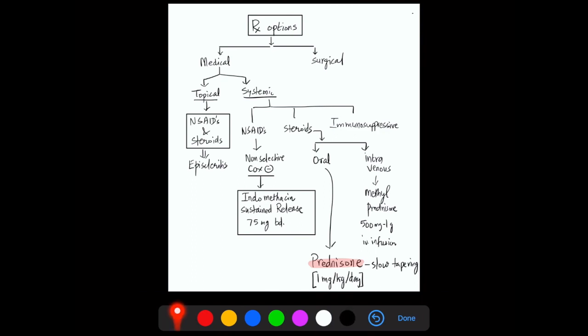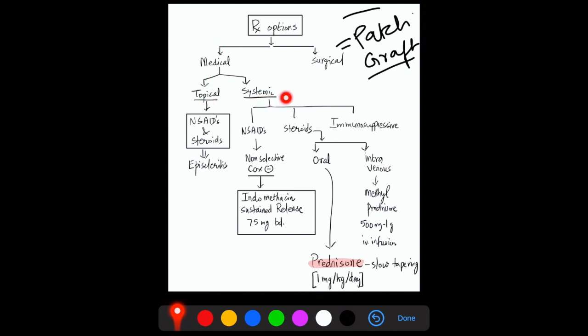Treatment options are many, but the most important being the medical treatment. Surgical is the last resort when you have typical necrosis or perforation of sclera. We can go for a patch graft of sclera. So the patch grafting is going to be the surgical modality. We're going to graft a preserved sclera. A preserved donor sclera can be used for patch grafting. But most commonly used treatment option is going to be the medical treatment.